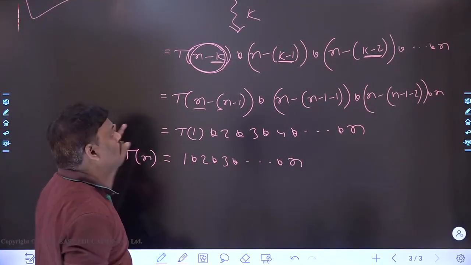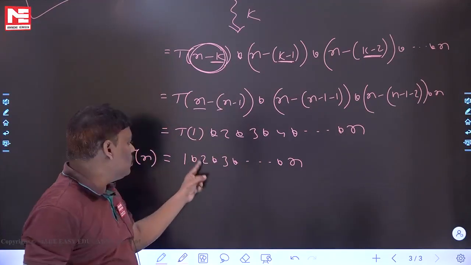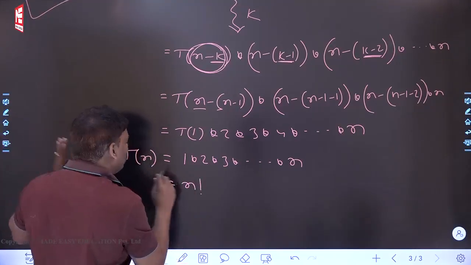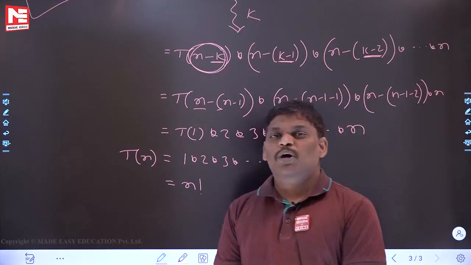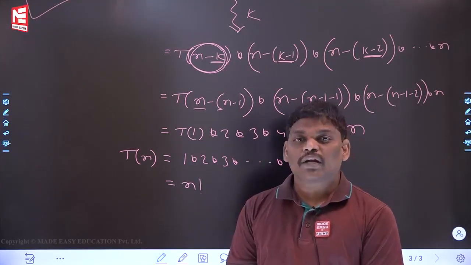Now from now onwards, if anyone asks you this problem, what is the T(n)? What will you say? T(n) is equal to 1 into 2 into 3 into and so on, which is nothing but n factorial. T(n) is n factorial. Can you help me now?